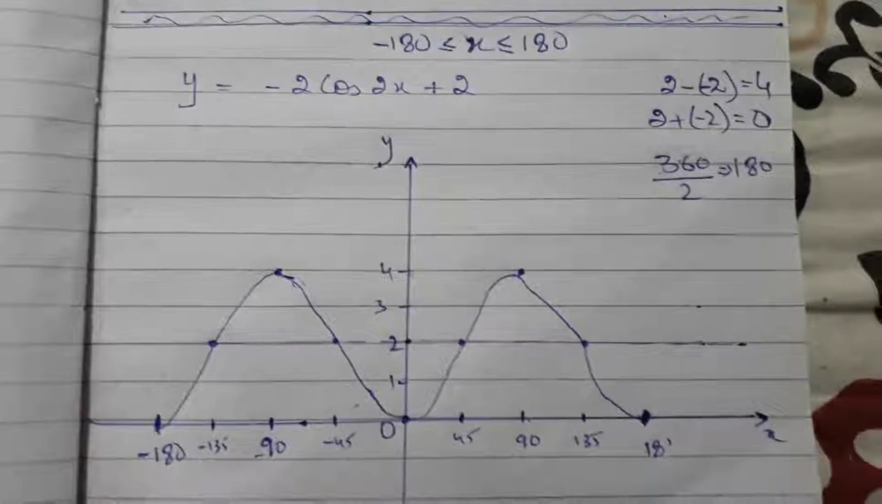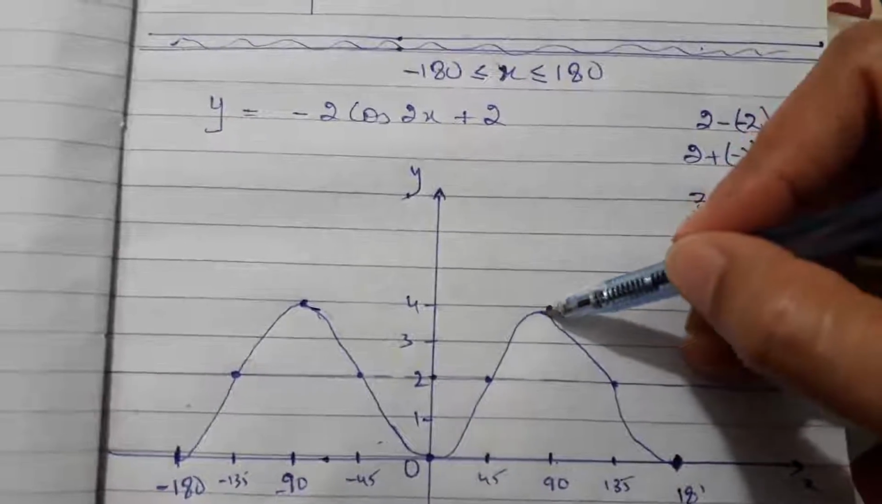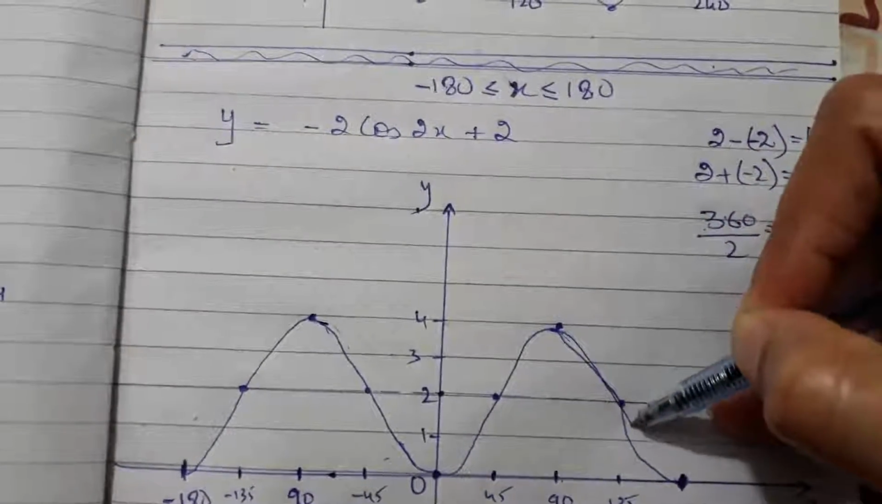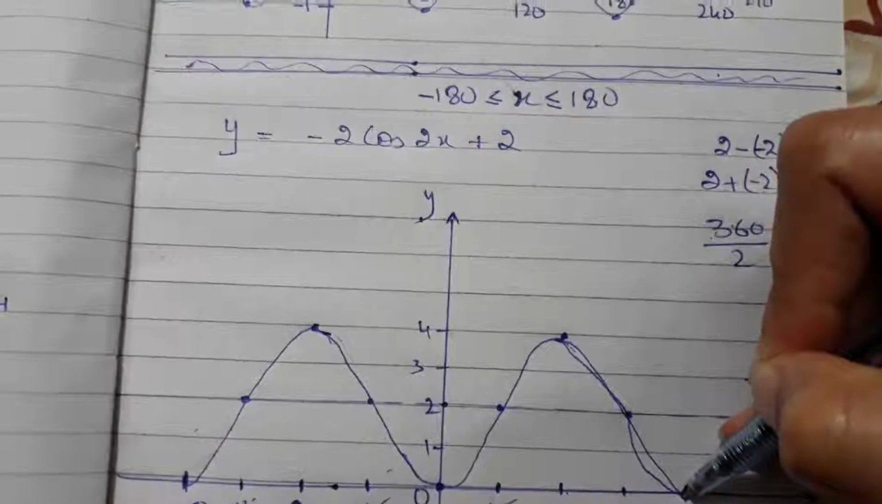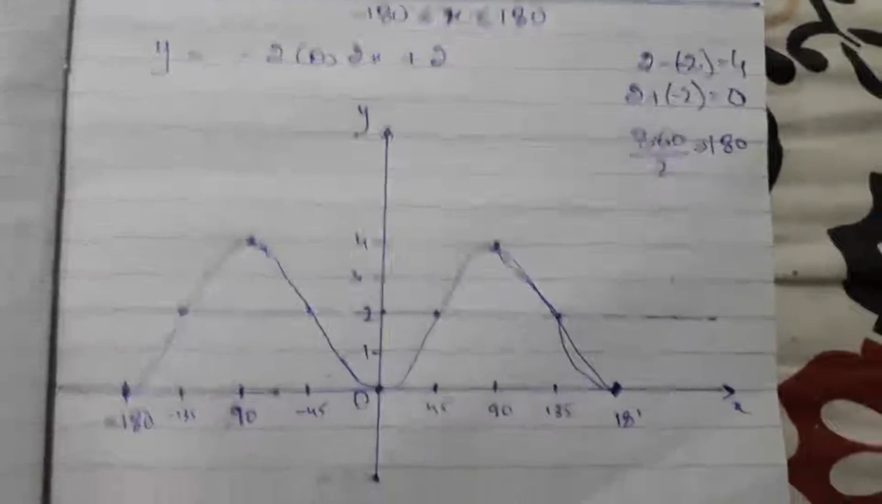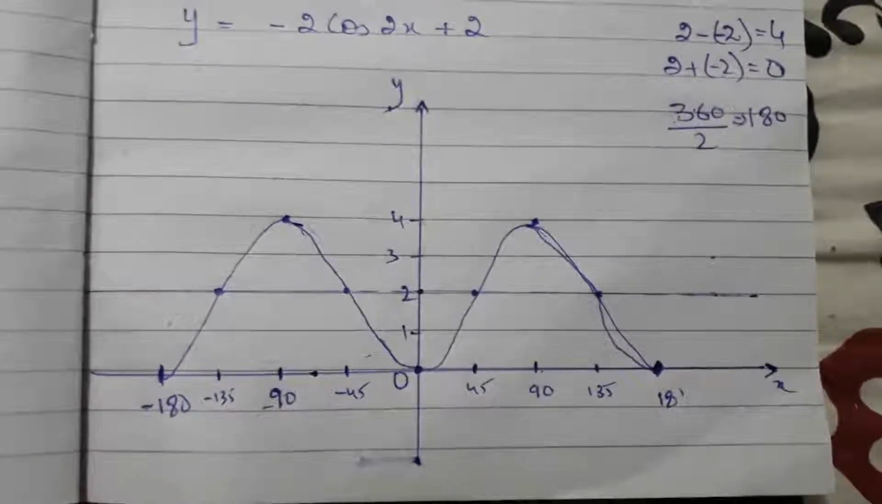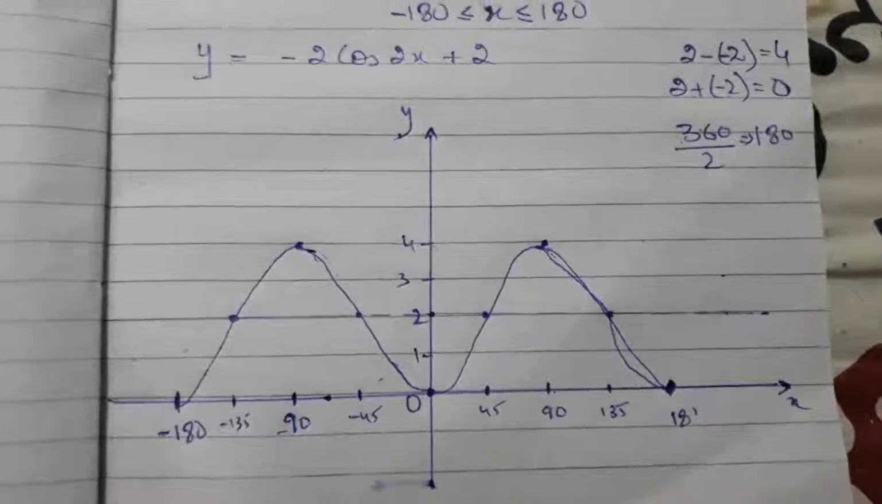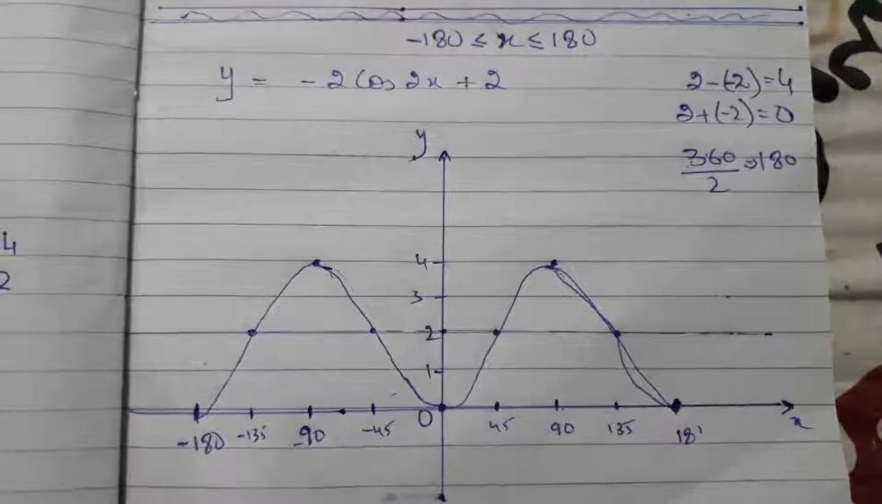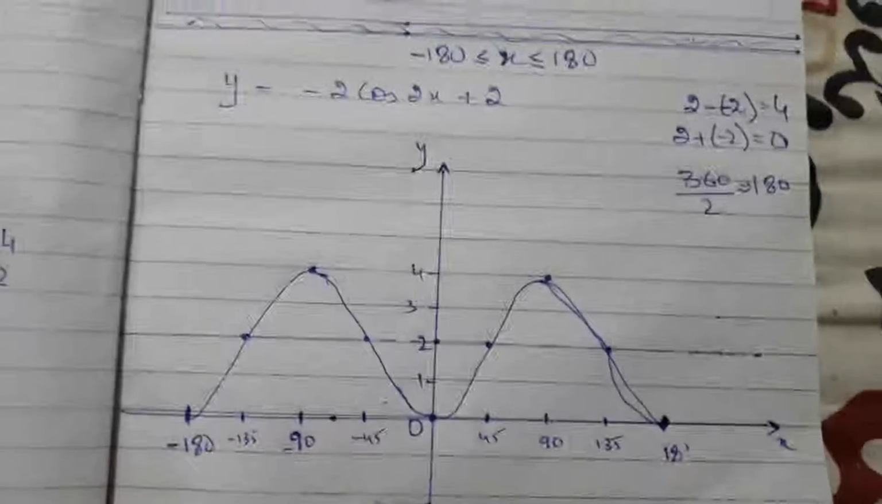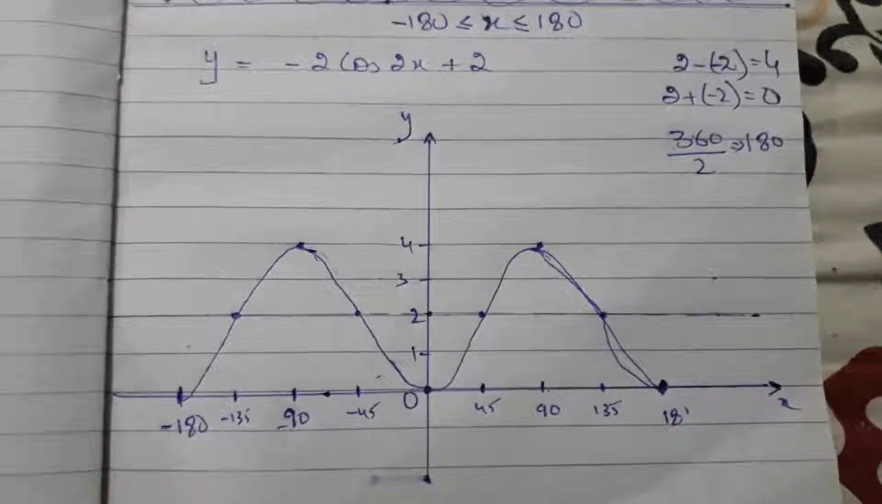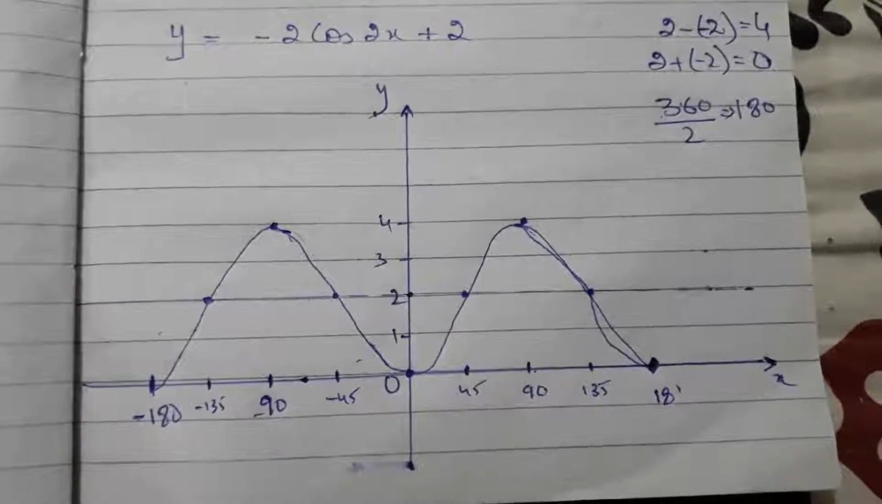Okay, so now it looks a little weird from here, but please fix the shape yourself. Okay, so now I hope it is clear. This will be the shape of the curve for minus 2 cos 2x plus 2. I hope you understood. I tried my level best to explain it to you.